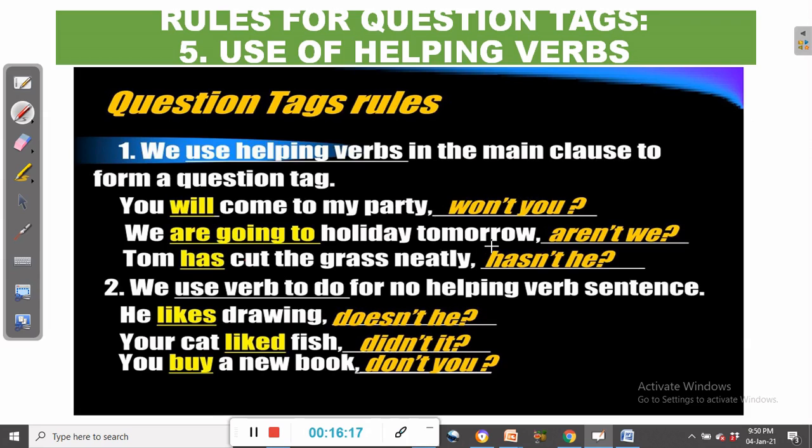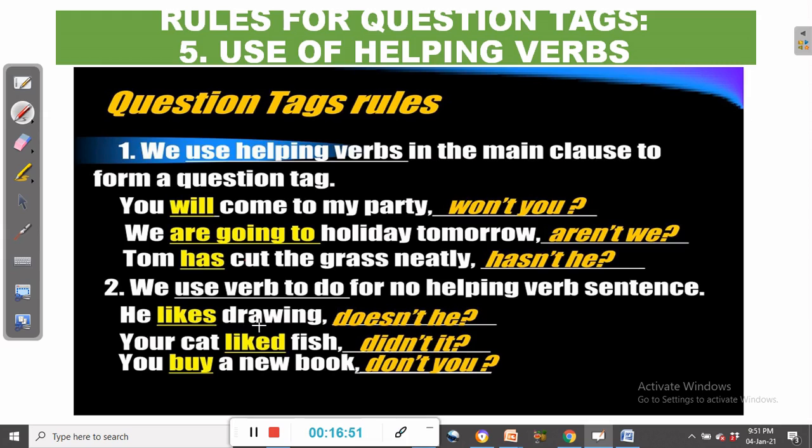We are going on holiday tomorrow. We are going on holiday tomorrow, aren't we? Tom has cut the grass neatly, hasn't he? Then, of course, we use the verb to do for a sentence that doesn't have a helping verb. That's where we have the main verb in the main statement. Then the tag will use the appropriate form of do.